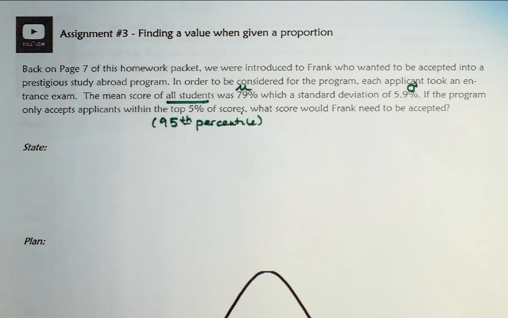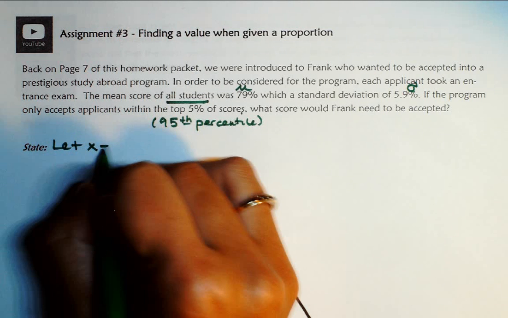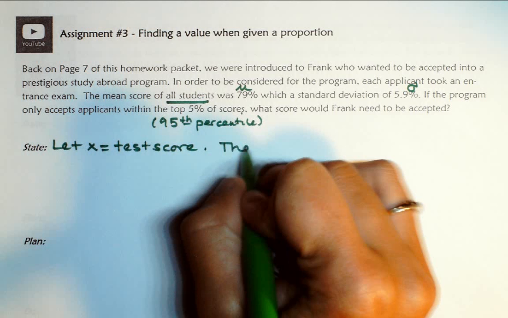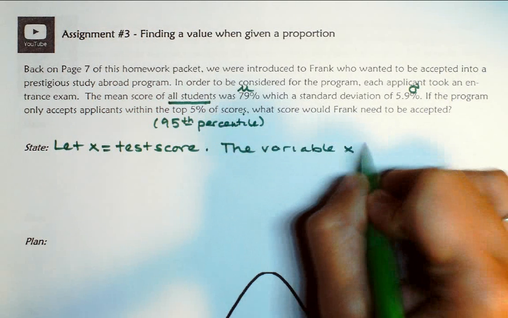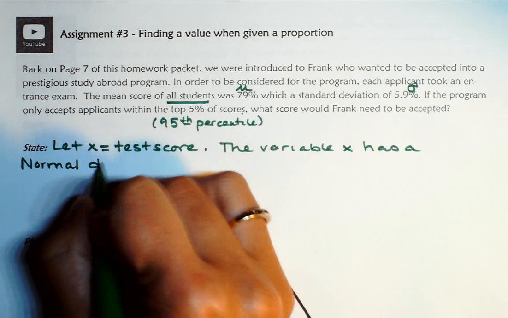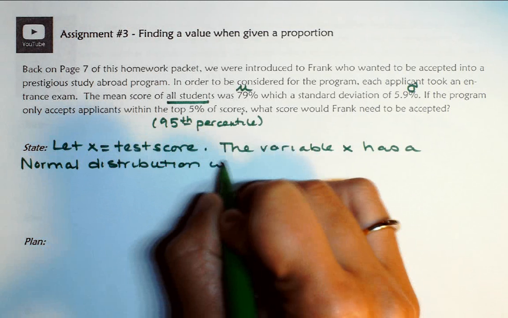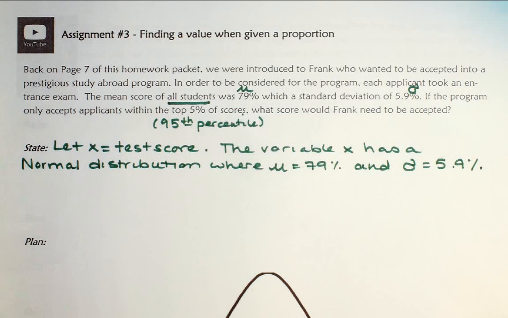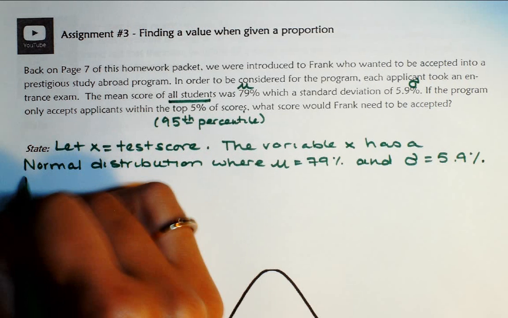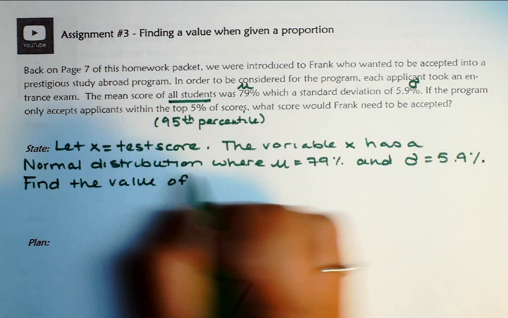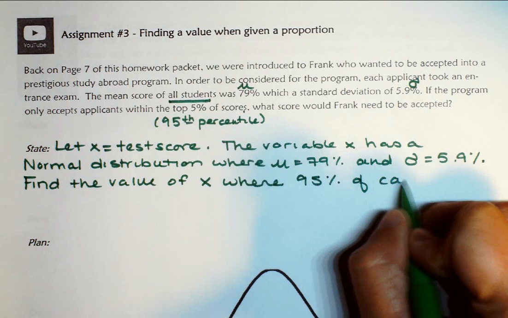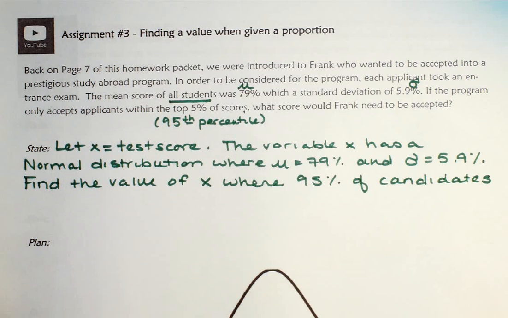So first we're going to state our variable. In this case, we're going to let x be Frank's test scores. The variable x has a normal distribution, where mu is 79% and standard deviation is 5.9%. Basically, we need to find what value will give us 95% of the area shaded. So we're looking for the value of x where 95% of test takers scored to the left.